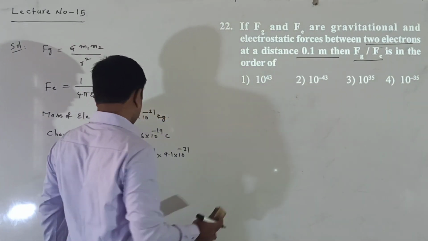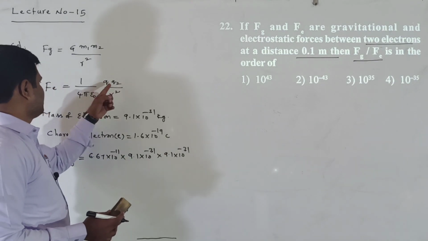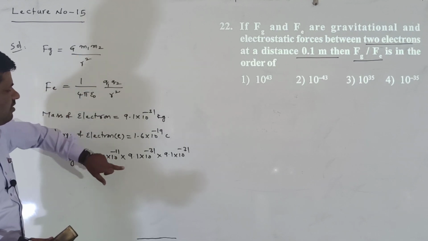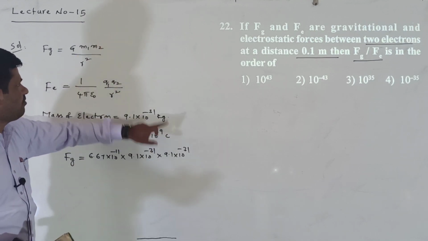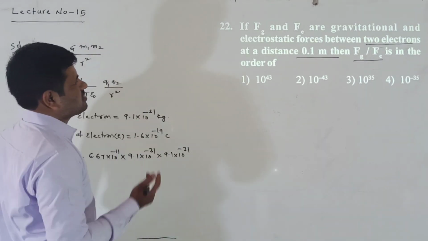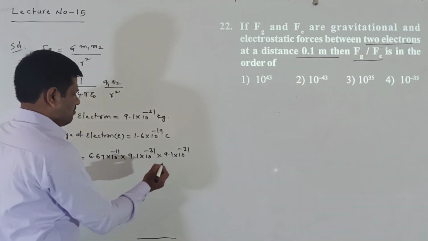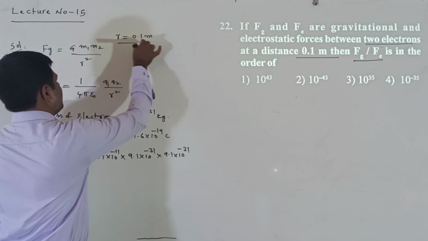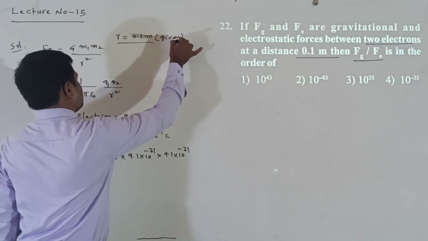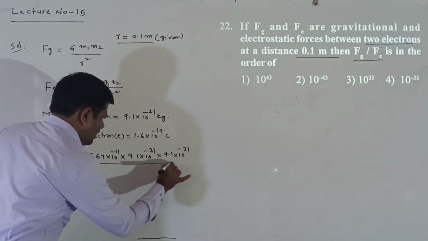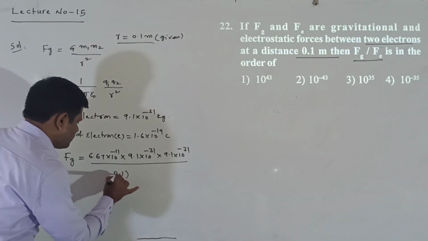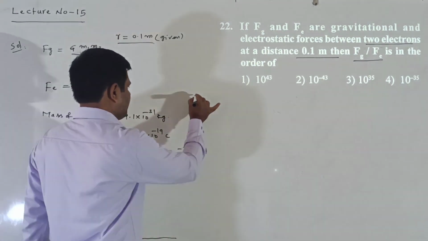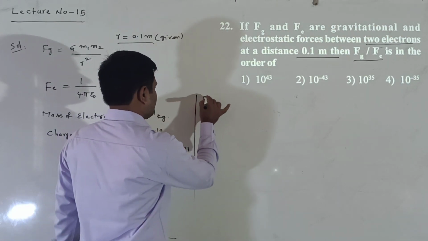So in this formula, I take 9.1 × 10^-31 twice and substitute the G value, 6.67 × 10^-11. The distance is given as 0.1 meter, so R equals 0.1 meter, given in the problem, and we take 0.1 squared. This is Fg.